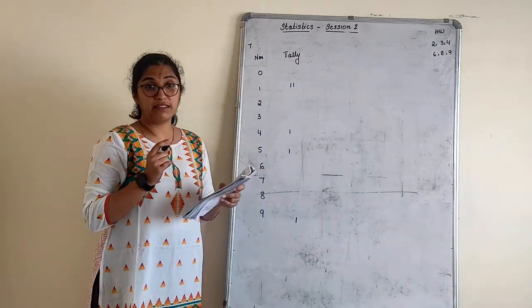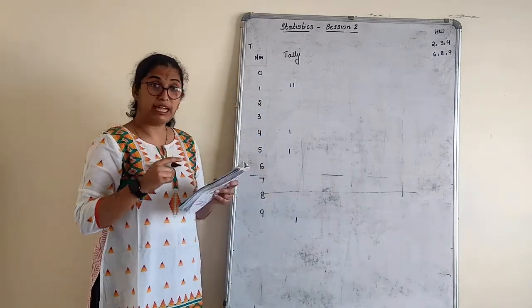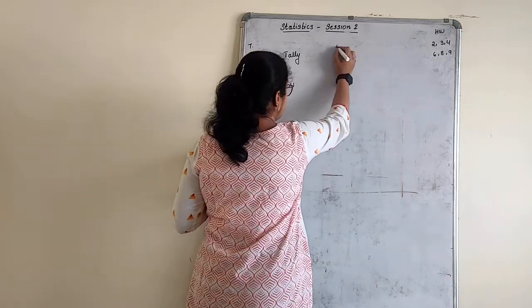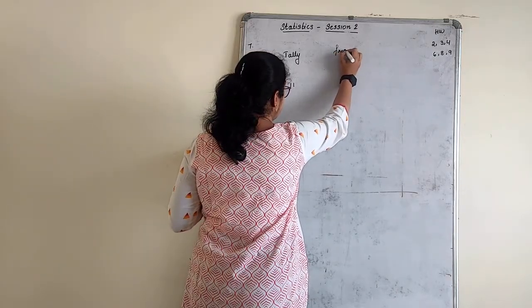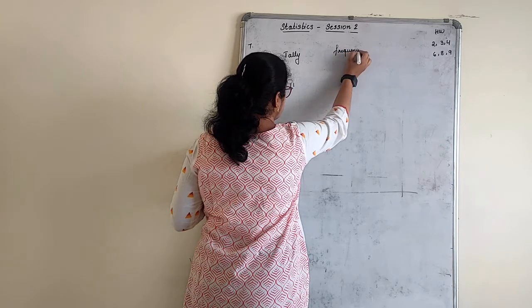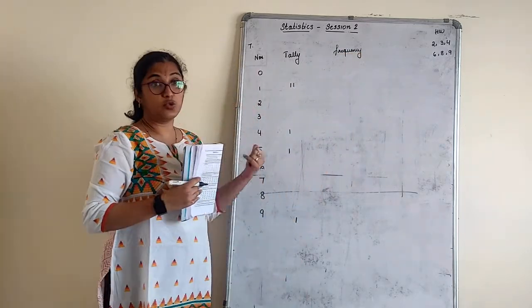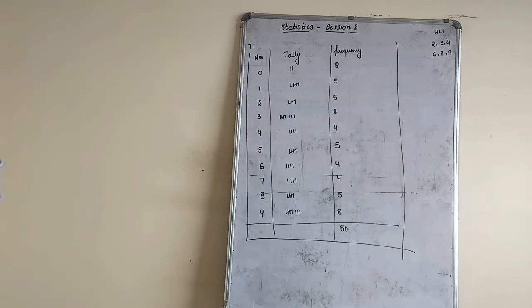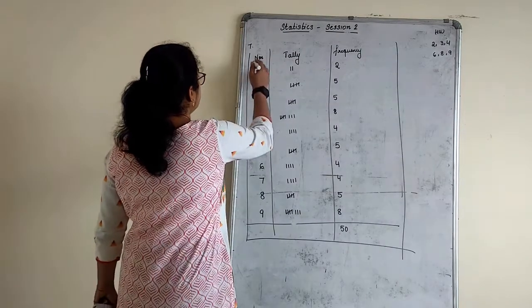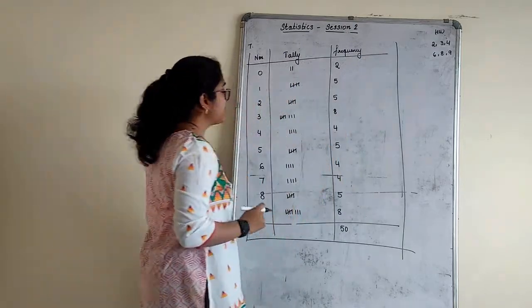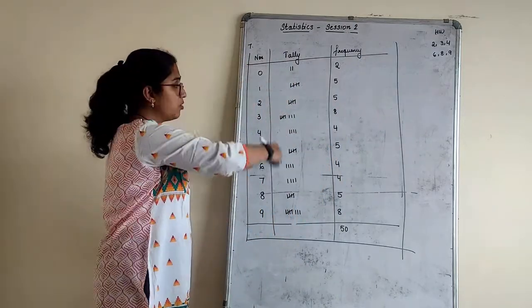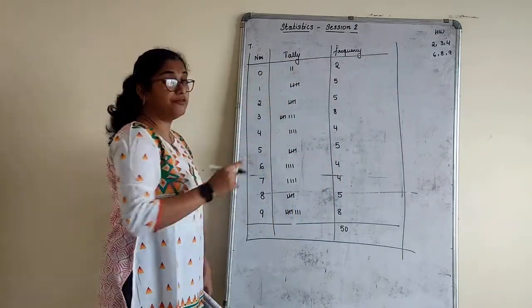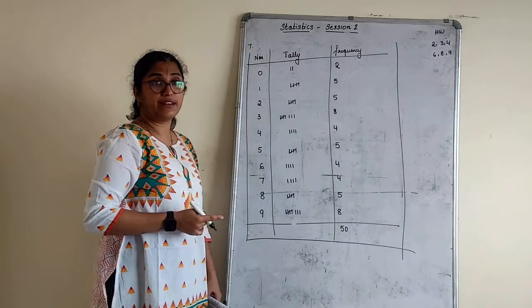I'll go on reading the numbers. I'll go on putting the tally marks. With reference to that, I'll write the frequency. Okay, so let's do that quickly. So this is the frequency distribution table that I have constructed. I discussed with you how the tally will come and how the frequencies will come. We just count and write the frequencies.